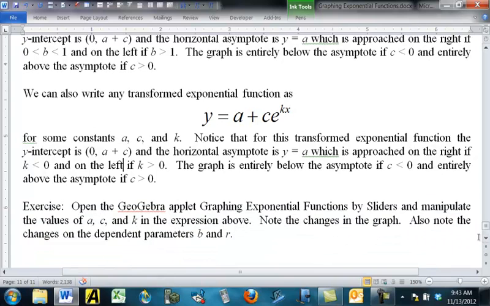Now, I have a GeoGebra applet called Graphing Exponential Functions by Sliders, and if you pull that open you can manipulate it. It actually uses this last form here. A, C, and K are the things you can manipulate. But it also figures out what B would be, because it does e to the k and tells you what B would be. And it even figures out what R is, which is just B minus 1. You can see what happens as you move those sliders. You can see what happens in the graph, and how different values of k relate to the values of B and R as well. So what you should do now is open that applet and experiment with it a little bit and see what kinds of graphs you get. It allows you to dynamically change those graphs.